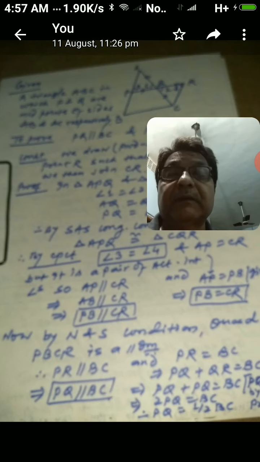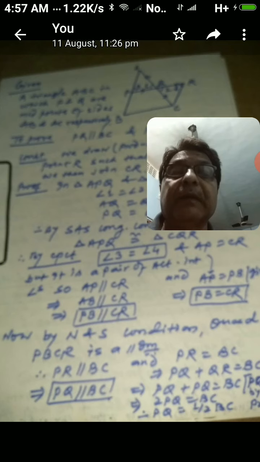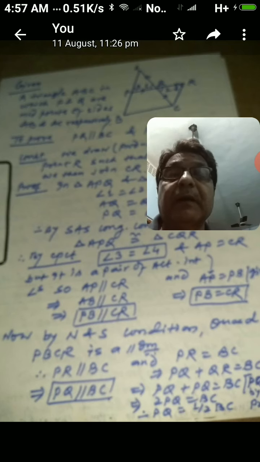Now take the first result, PR parallel to BC. This implies that its smaller part will also be parallel. So PQ is parallel to BC. This proved our first part.